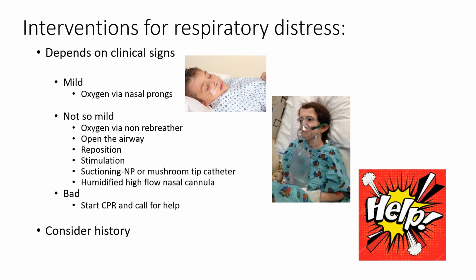When it gets to be not so mild, and by not so mild, maybe a little bit more pale, saturations maybe in the high 80s, heart rate still elevated, respiratory rate still elevated, maybe there's some decreased level of consciousness, maybe there's some anxiety going on, some signs of irritability. Well, that's happening because they can't breathe very well. So the interventions you could do are to supply the oxygen with a non-rebreather, as pictured in this slide.